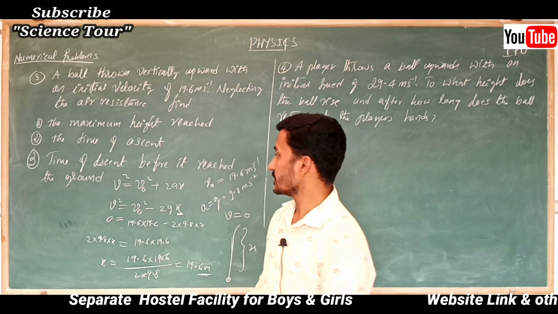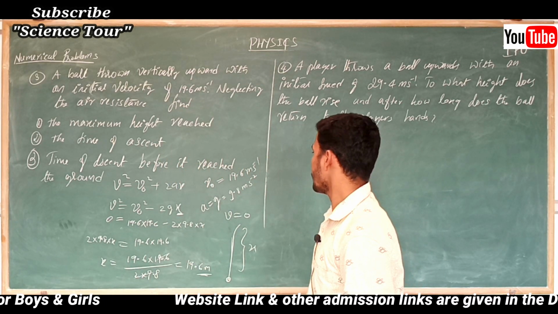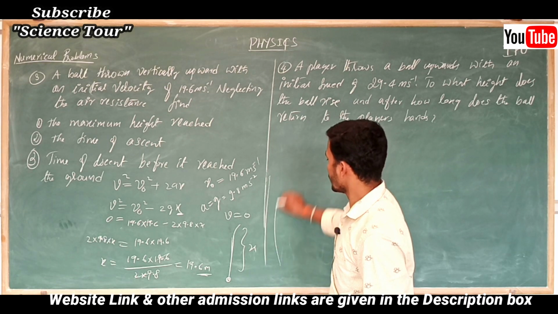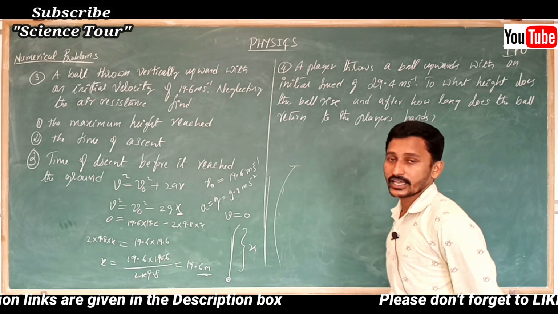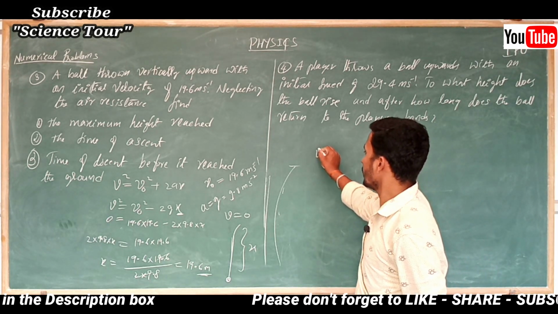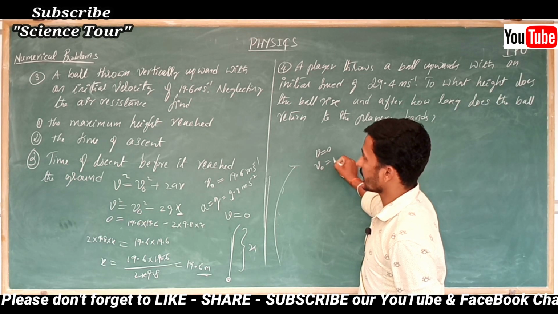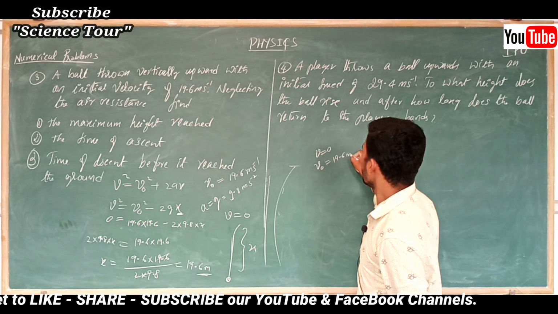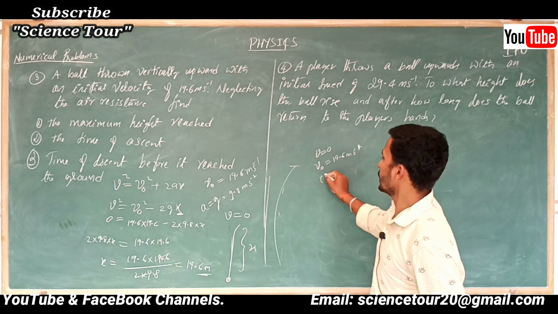Now the next question asked is the time of ascent. What is the time of ascent? Time of ascent means the time taken to reach the maximum height. So which formula can we use? Final velocity is 0, we know. Initial velocity we know, that is 19.6 meter per second. And then what we know? Time we have to find out.